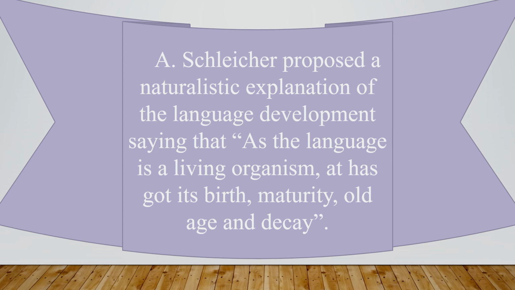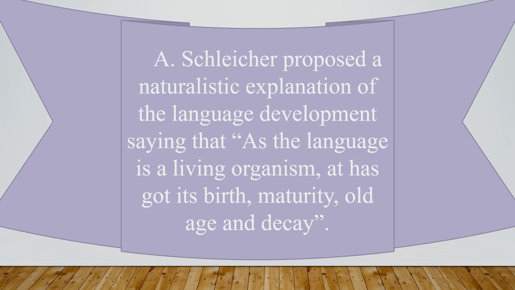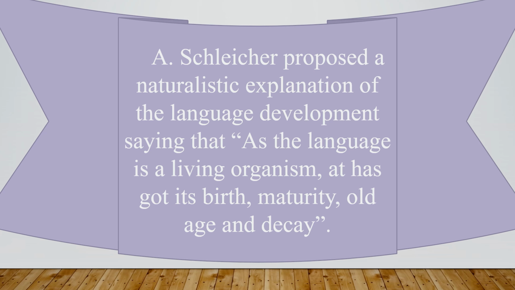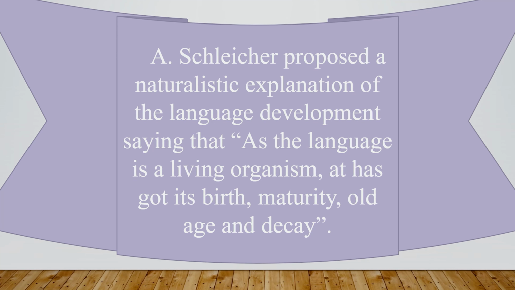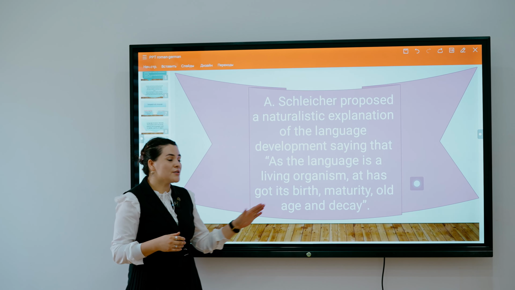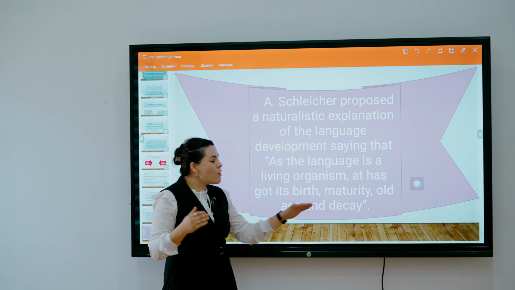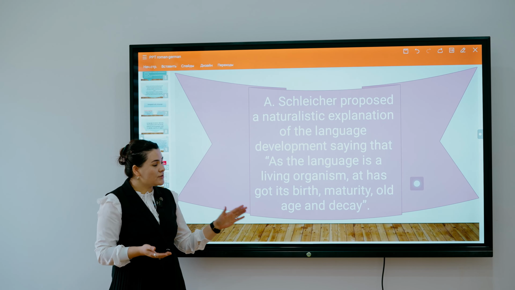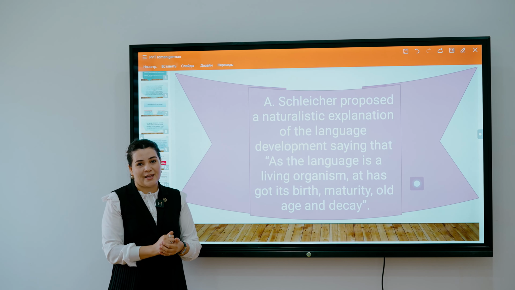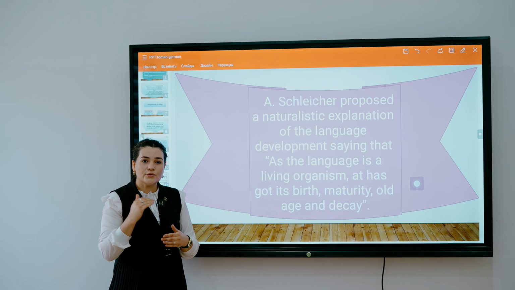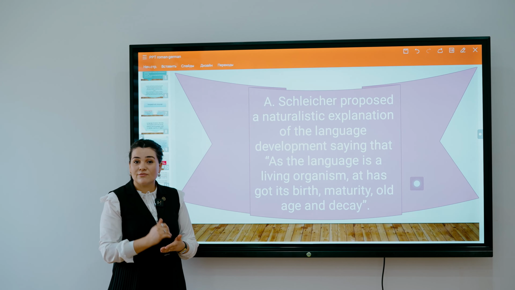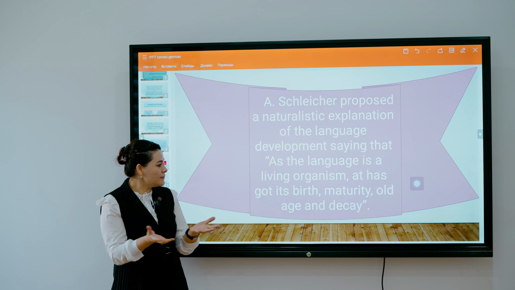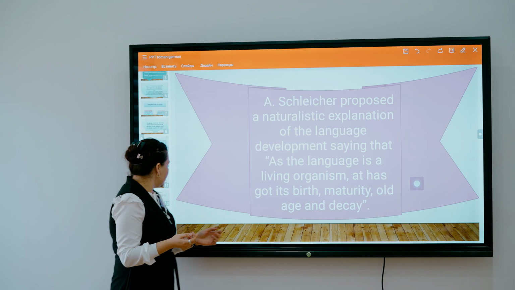For illustration, we should take into account the English language. The English language is developing day by day. It means the maturity aspect. And old age and decay, what does it mean? Old age and decay means dead languages. For example, the runic language, the Sanskrit language, and the Latin language. All of them are called old age or decay.